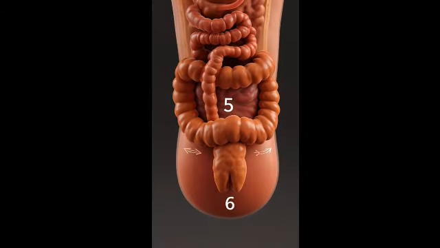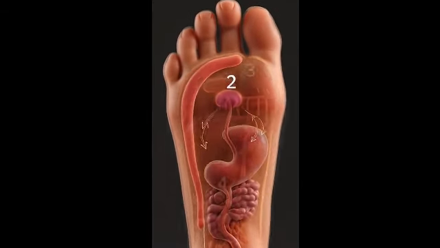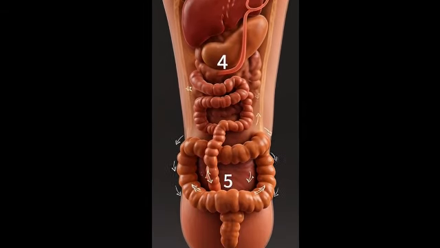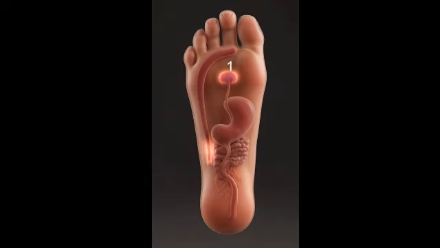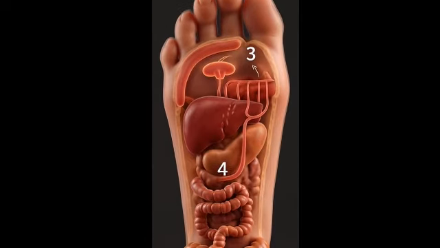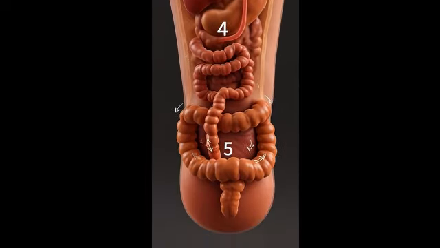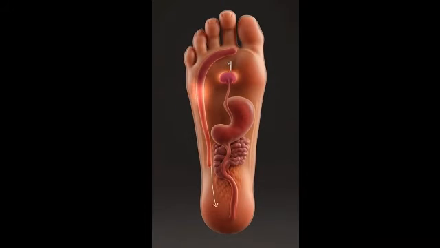Step 6. Waste elimination. The remaining material moves into the rectum, where it is stored and prepared for removal from the body. This final stage completes the digestive process.